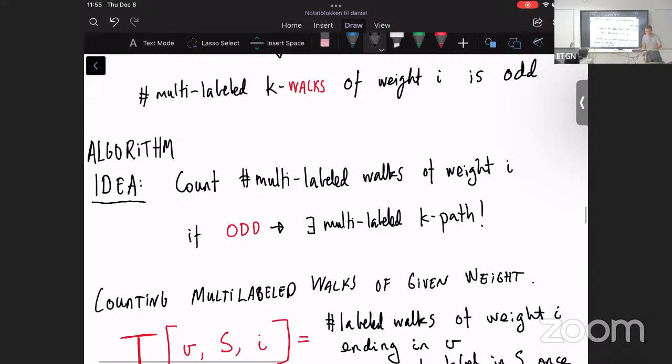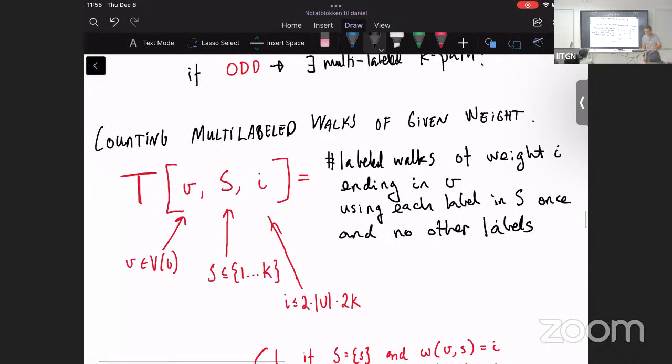Okay, so now what we need is to count multilabeled walks of a given weight. And now this is the same dynamic programming thing that we did for counting multicolored paths, except that in multicolored paths, when you visited the vertex it had a color and you were using that color. Now when you visit the vertex, you get to choose which label it gets. That's really the only difference. And we're counting walks, not paths. Therefore, we don't care who we've visited before.